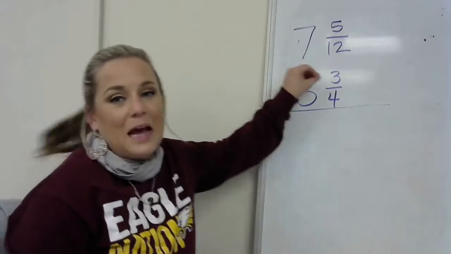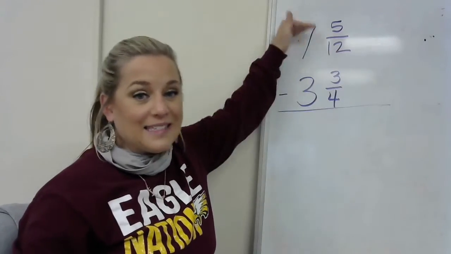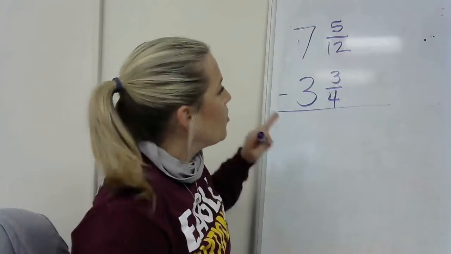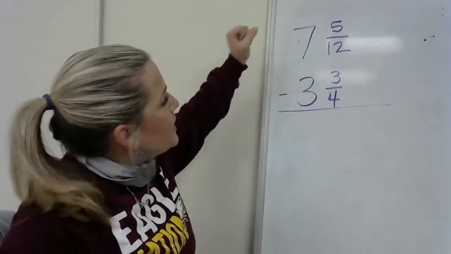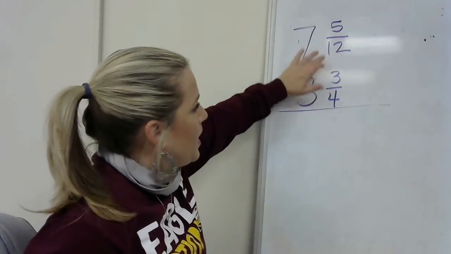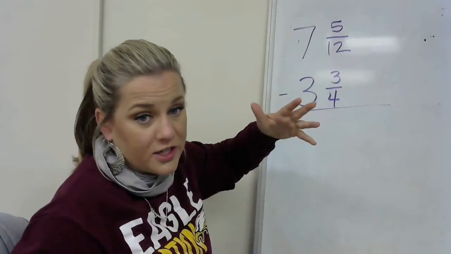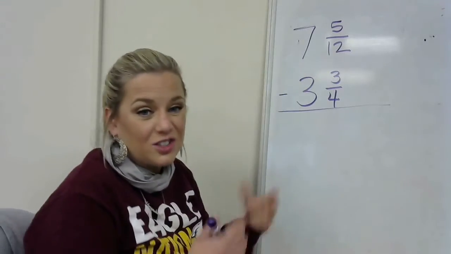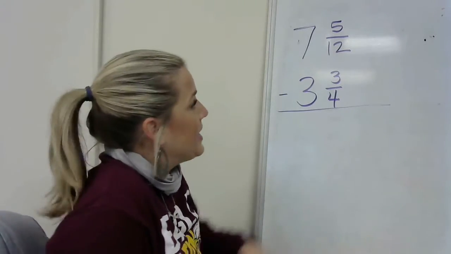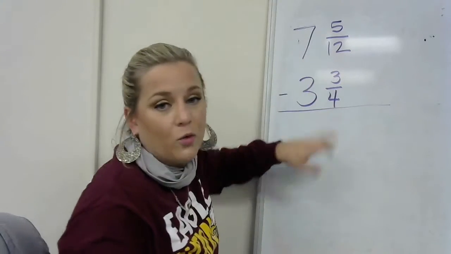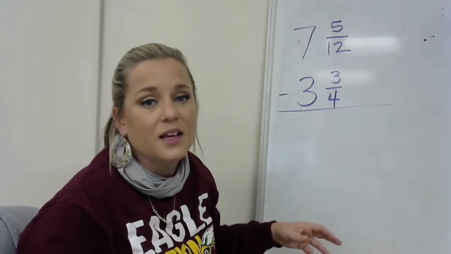So I skipped a step. I didn't set it up horizontally. I set them up vertically, just how I like it. So we have a problem. When we're going to subtract these, the bottom denominators are different. So I cannot just subtract, okay? I can't just say, this is the lazy way, 5 minus 3 is 2 and 12 minus 4 is 8. I can't say it's 3/8.